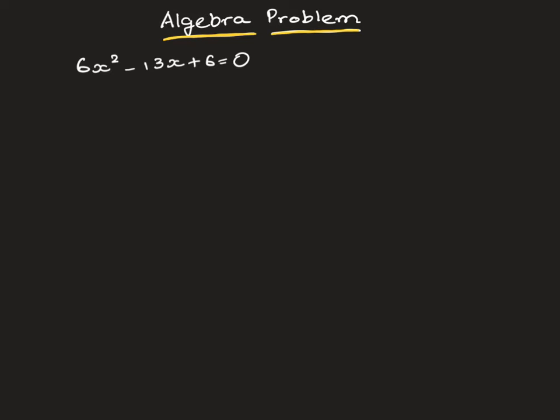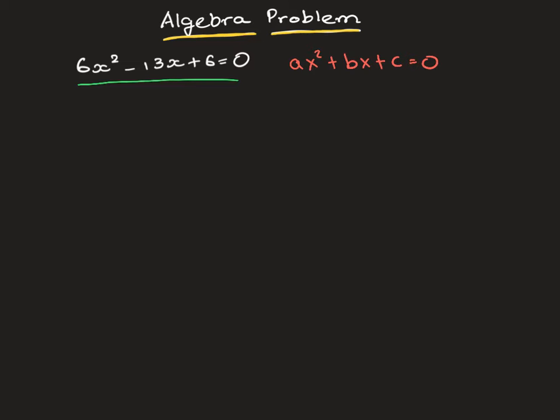Hello, in this video I will show you how to solve this algebra problem. Now when you see this problem you should immediately realize that we need to be factoring. You would know this if there is an x squared and it's in the format of ax squared plus bx plus c is equal to 0.